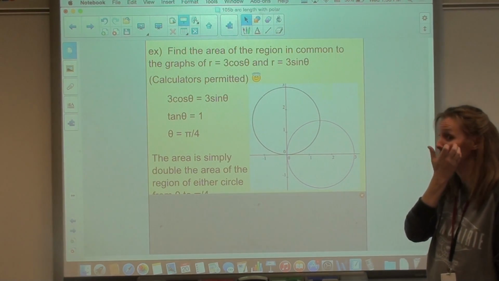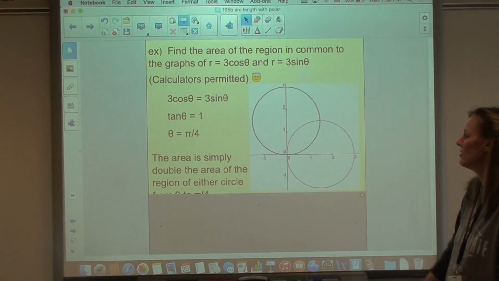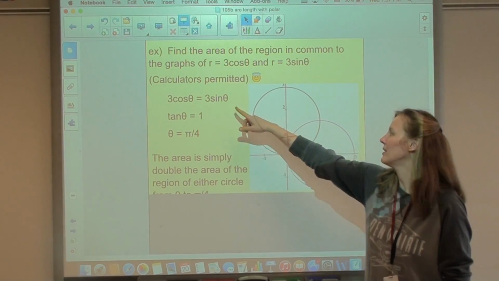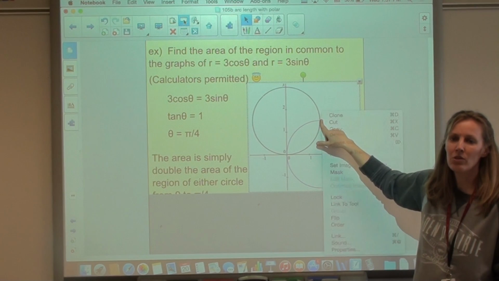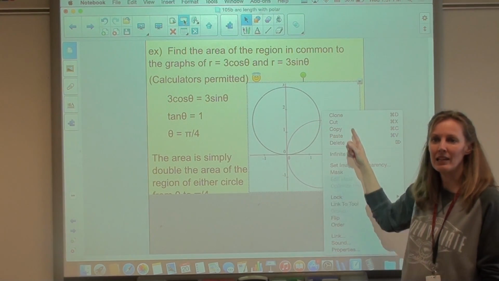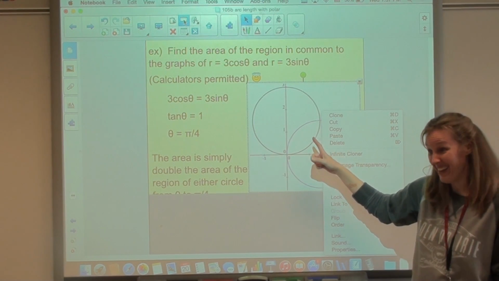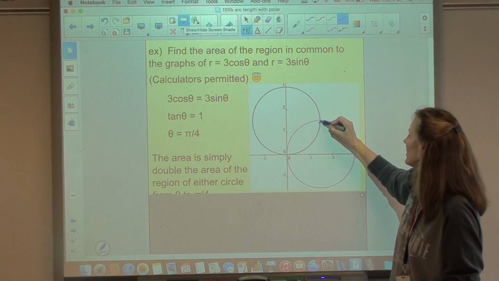We need both of the points of intersection from 0 to 2 pi, because if they intersect again at 5 pi fourths, you get a negative for both of them and you're right back at the same point. So it's redundant. How do you know if it's redundant or not? Well, because you're in the exact same spot.